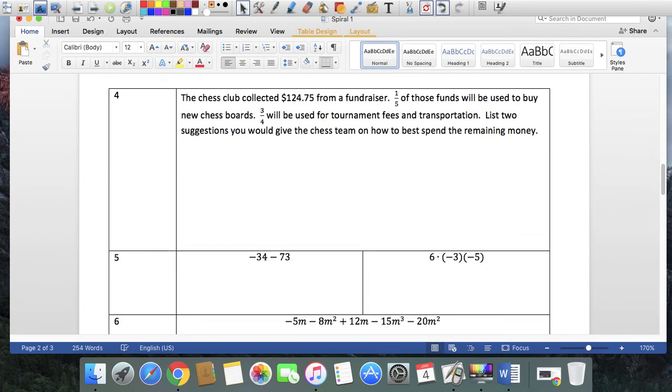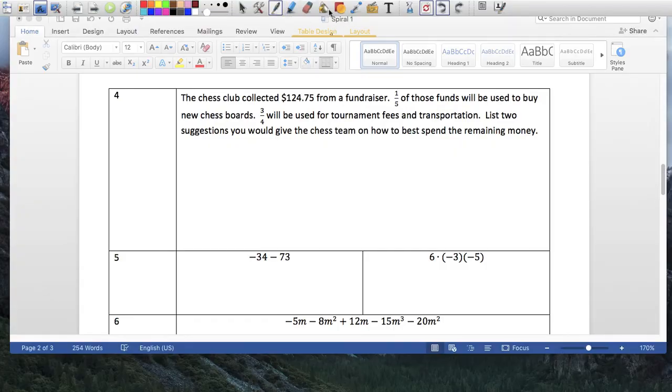The chess club collected $124.75 from a fundraiser. 1/5 of those funds will be used to buy new chessboards, and 3/4 of the remaining money will be used for tournament fees and transportation. So let's figure out what 1/5 of 124 is.